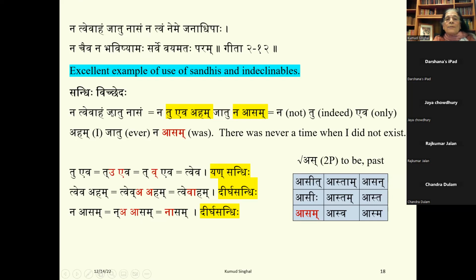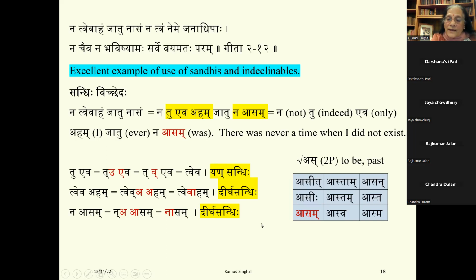Na tvevaham jatu nasam. Na means not, tu means indeed, eva means only, aham I, jatu ever, na not. And asam is the verb here. Most of them, na, tu, eva, jatu, na, are all indeclinables. Asam comes from the root as. You remember this root: as, asti, asi, asmi. This is in the past tense. So asam, I was. So there was never a time when I did not exist.